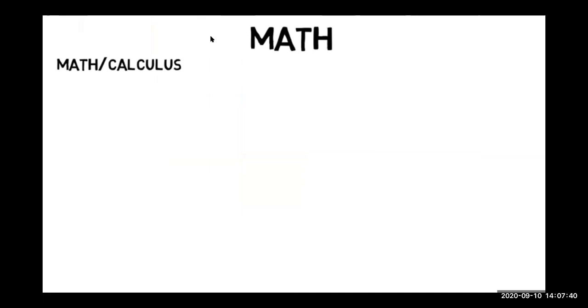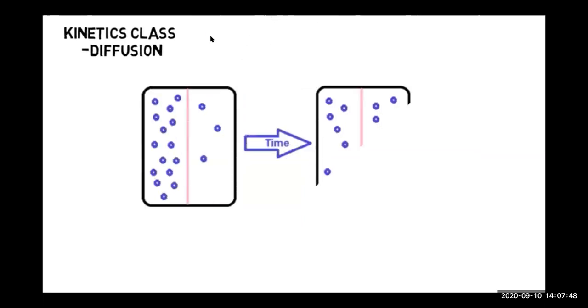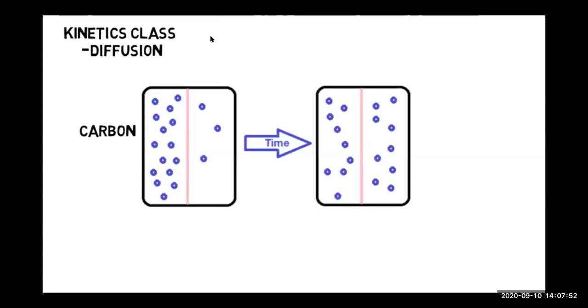For those wondering how much math you see during college, there is math and calculus, but it's not the majority of the curriculum. For example, in a kinetics class, which you will take, one thing you'll learn is diffusion and how atoms move throughout a material. So you may have a high concentration of, let's say, carbon. So to represent how the concentration changes over time, you would have to use calculus because the rate that concentration is changing at is not constant.